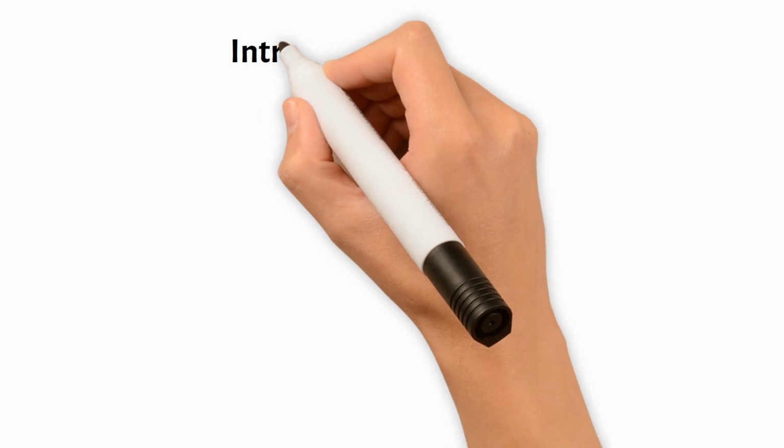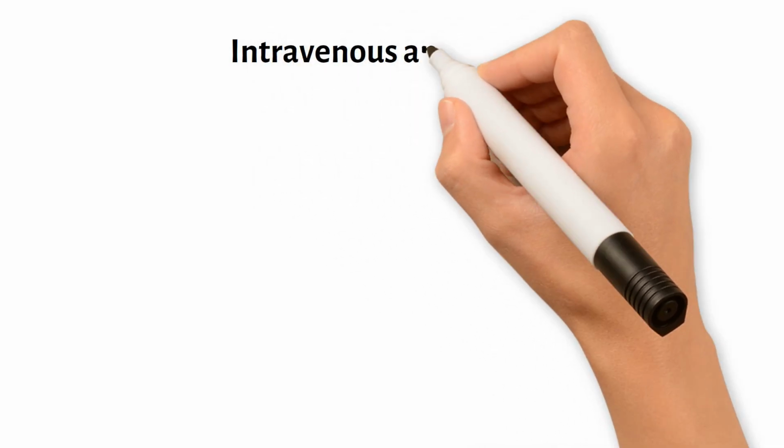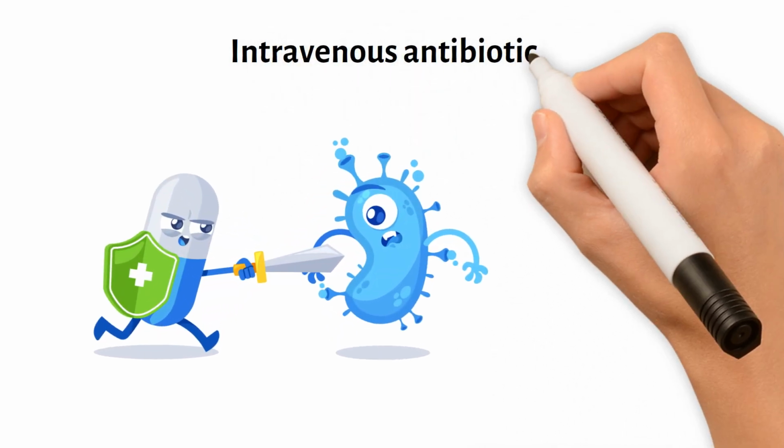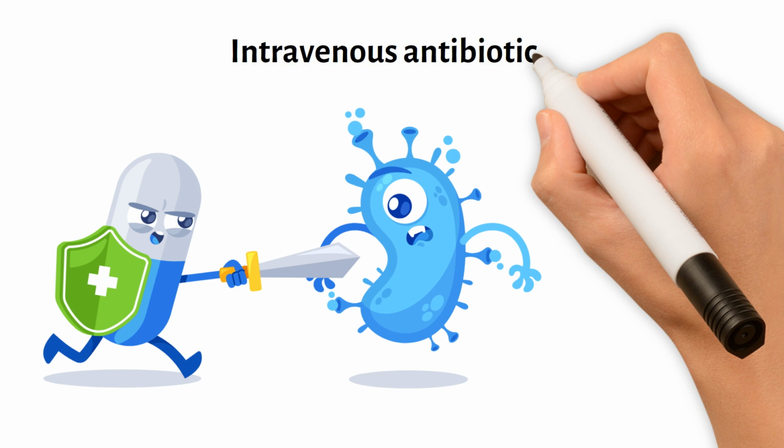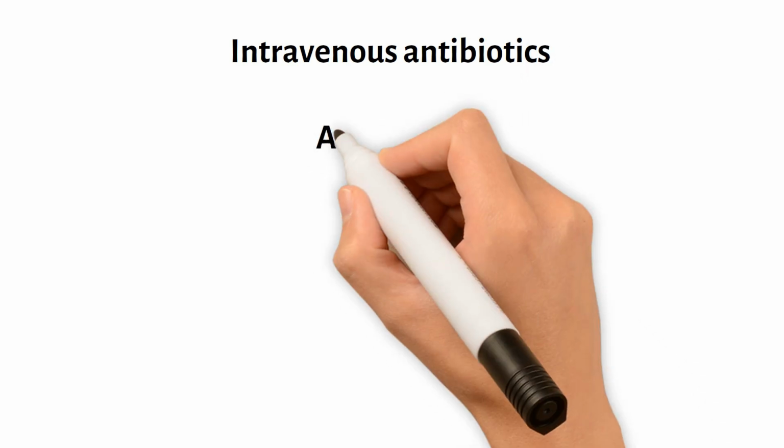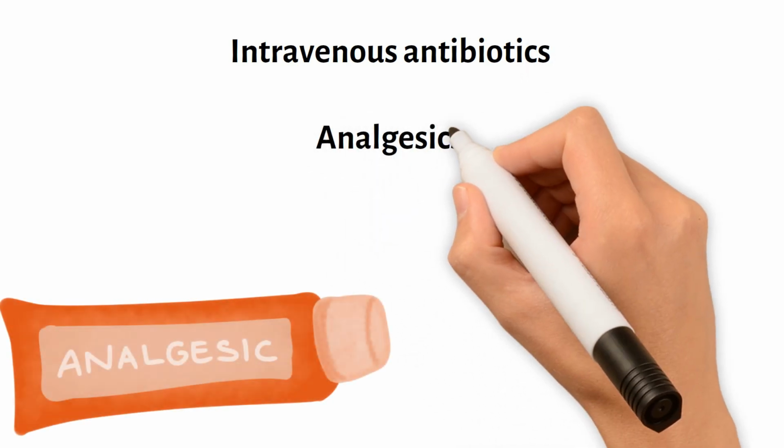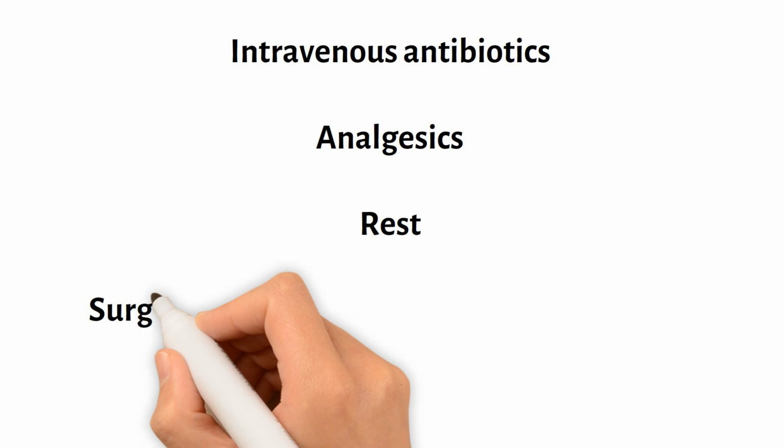The treatment of osteomyelitis is with intravenous antibiotics. The choice of antibiotic is determined by the causative agent, and that's why we have to do a blood culture and antibiotic sensitivity test prior to the treatment. These patients are in great pain, so analgesia is a must, and the affected part should be well rested.